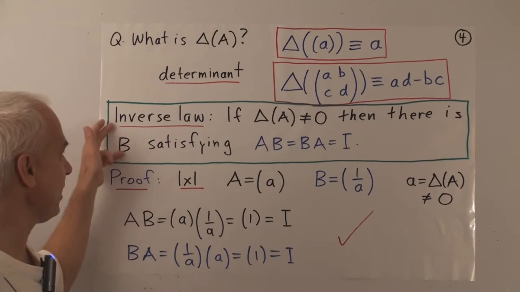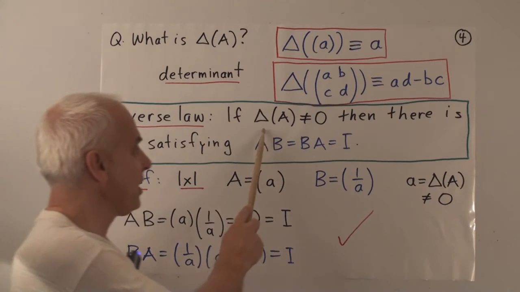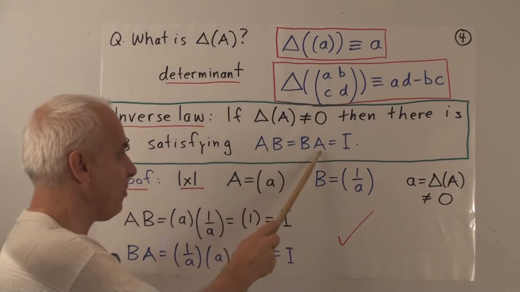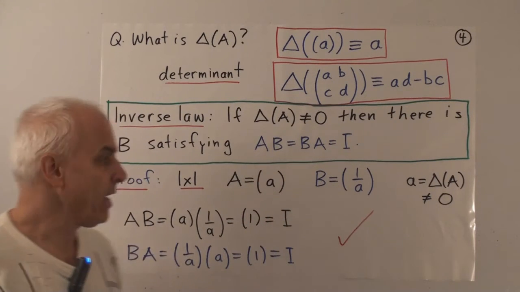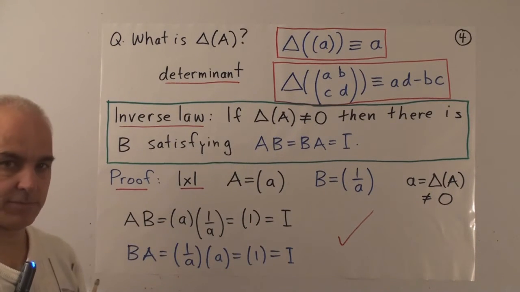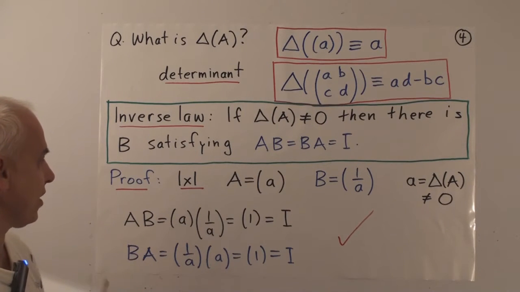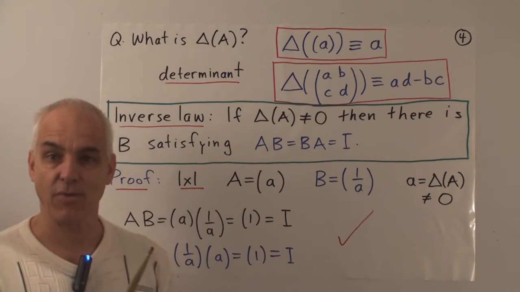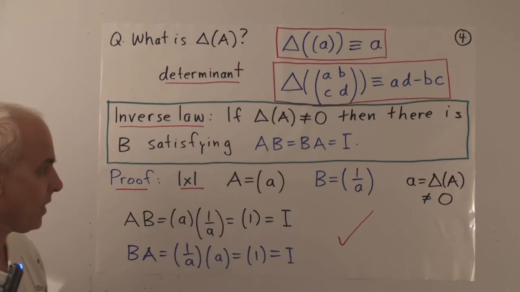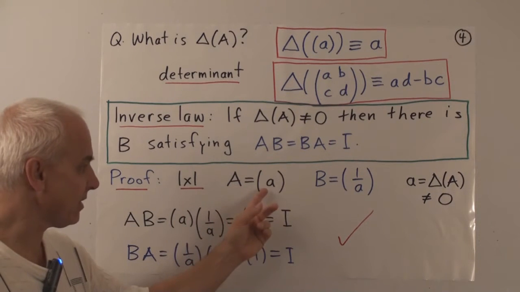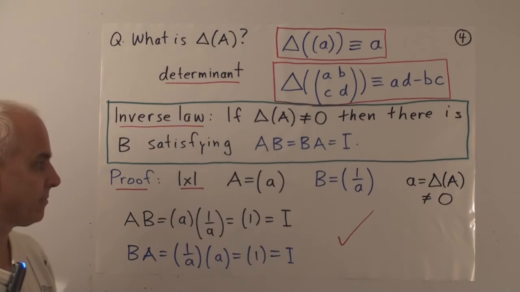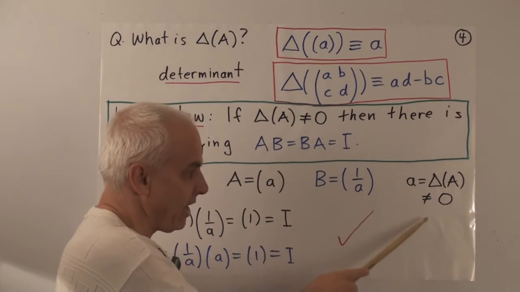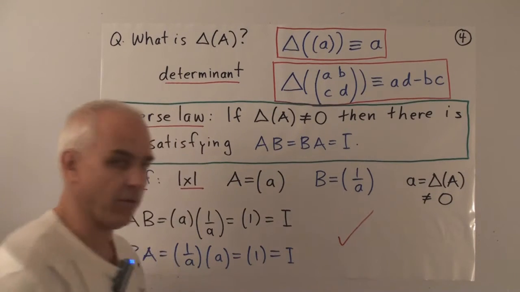So here is again that inverse law. If the determinant is not equal to 0, then there's a matrix B satisfying AB equals BA equals the identity. Let us prove this. Let's prove and see why this law is valid. First of all, in the 1-by-1 case where things are relatively simple. Suppose A is the matrix with entry A. And here is the determinant of A, it's the number A, and suppose that it's not equal to 0.